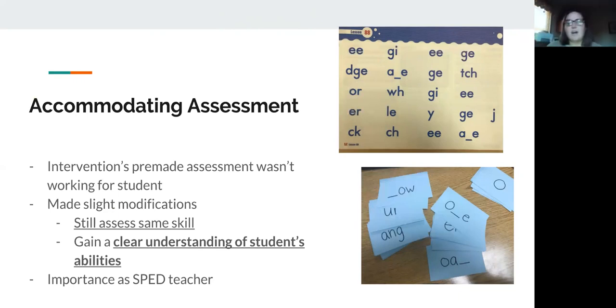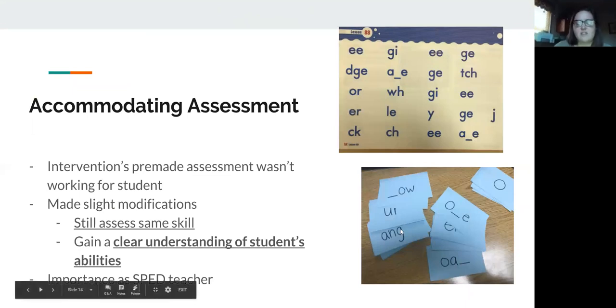So I just did a quick accommodation and took these sounds and wrote them on a flashcard so I could show them one at a time. I was still assessing the same skill, but using flashcards, I could really get an understanding of what he knew and what he didn't. He was looking at one letter, and I knew what he was talking about.